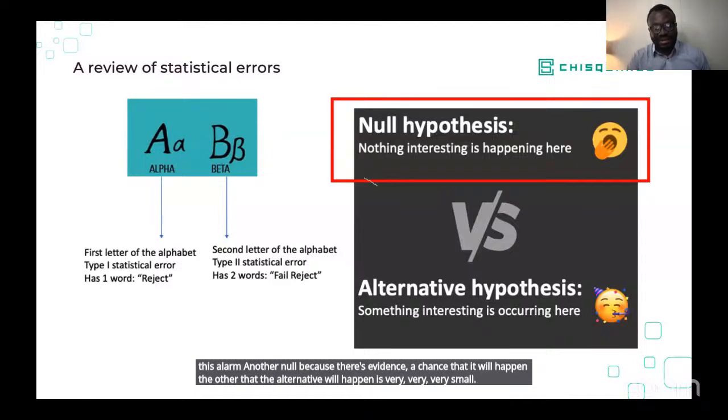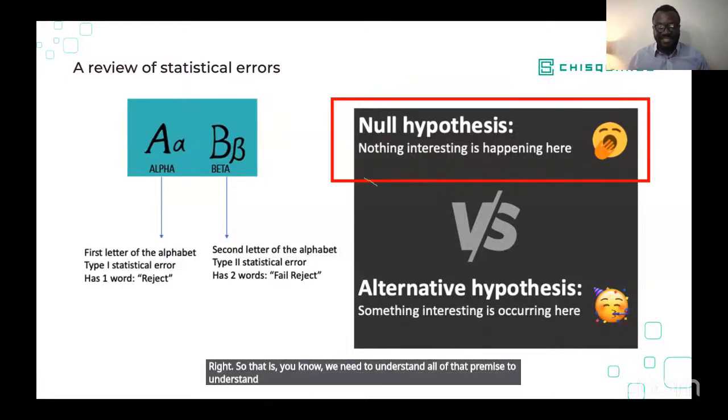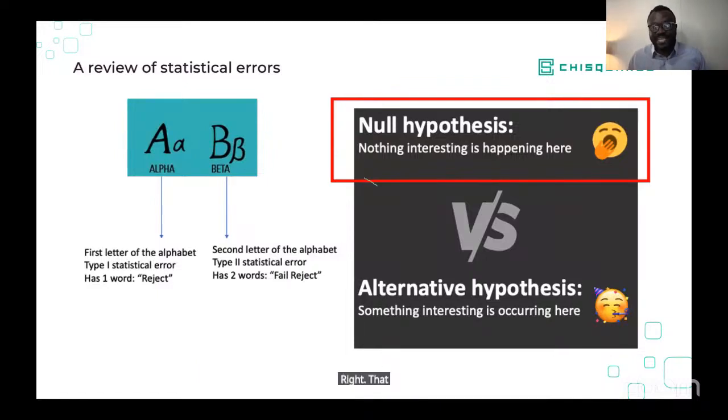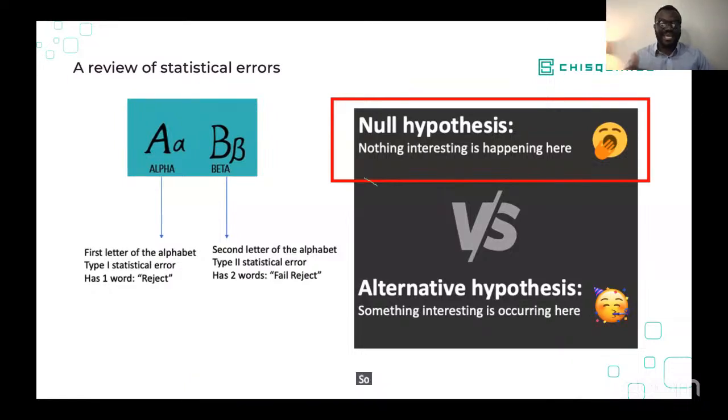So we need to understand all of that premise, because life itself is a test. The test is, will I wake up tomorrow? Will there be a significant difference between today and yesterday, right? That is what we're doing in effect when we set an alarm. You are setting up a hypothesis under the null that nothing out of the ordinary will happen. So that's the exact same thing we do with statistical tests, right? This is why we test under the null, right?